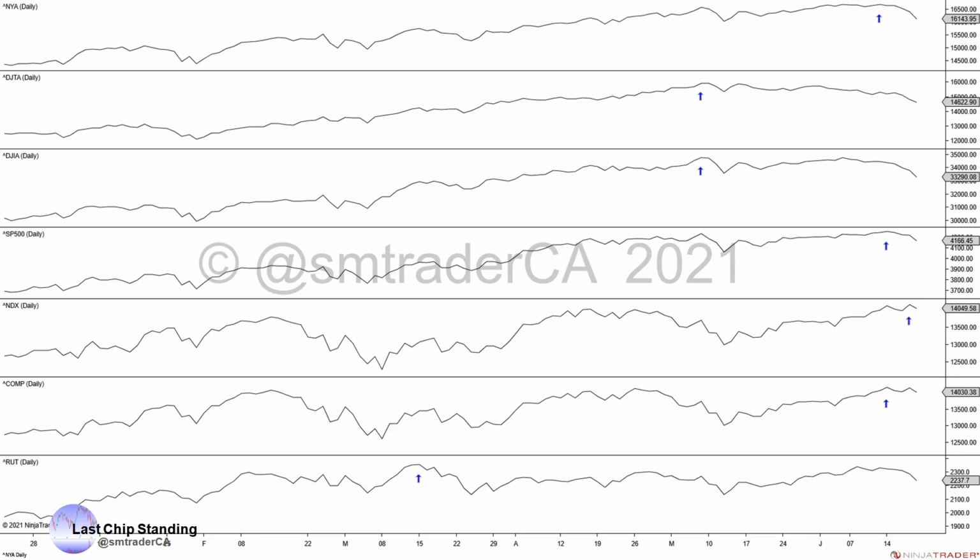So here's a chart with the major market indexes, and notice the blue arrows, which point to the time when the index made a new closing high. And this chart shows the market does not have confirmation on the most recent high that was made by the NASDAQ 100.